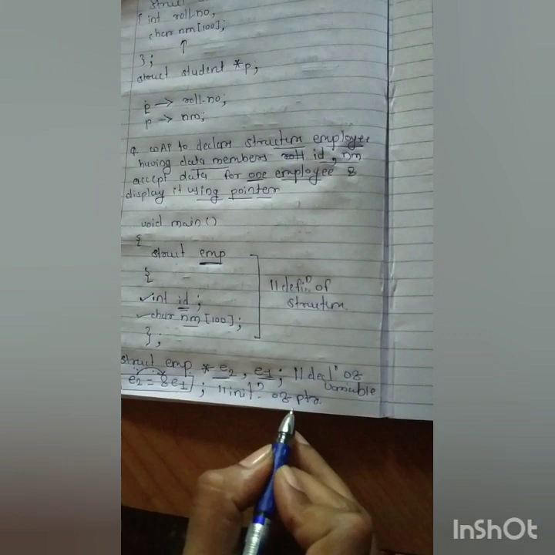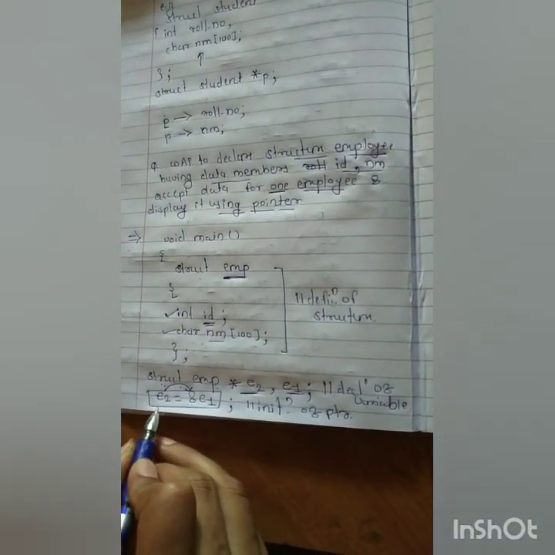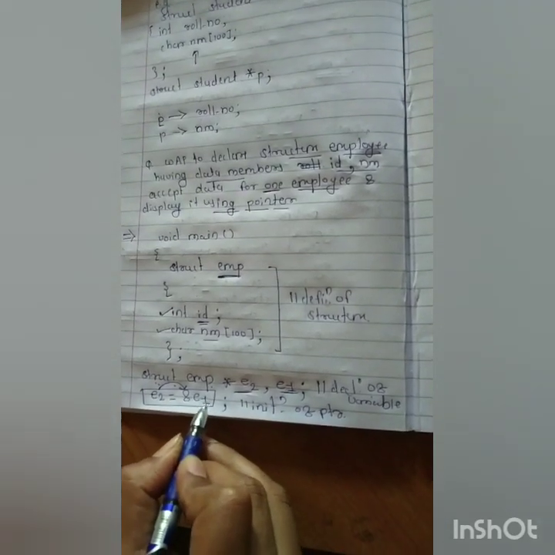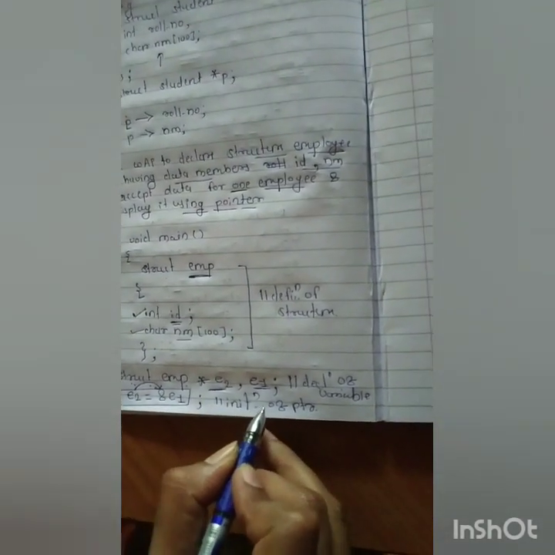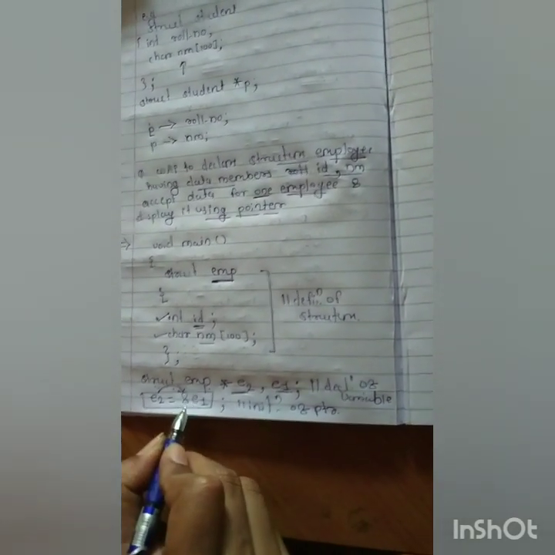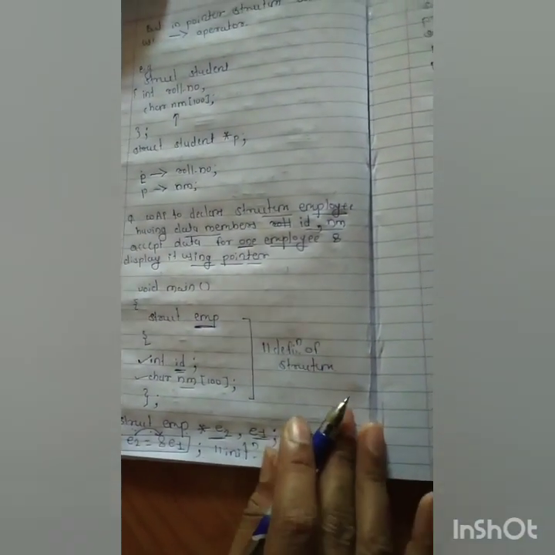After that we initialize a pointer variable. How to initialize a pointer variable? e2 equal to address of e1, meaning pointer name equal to address of a variable name. This is the syntax of initialization of pointer. The pointer variable name is e2, equal to address of e1. Okay, this is initialization of pointer.